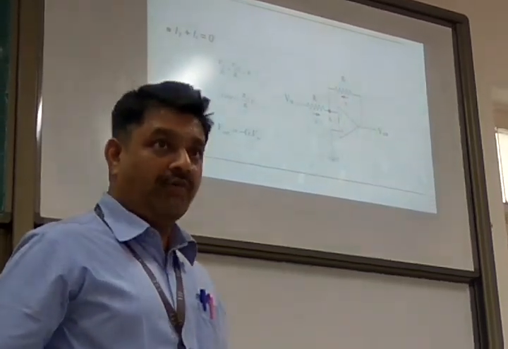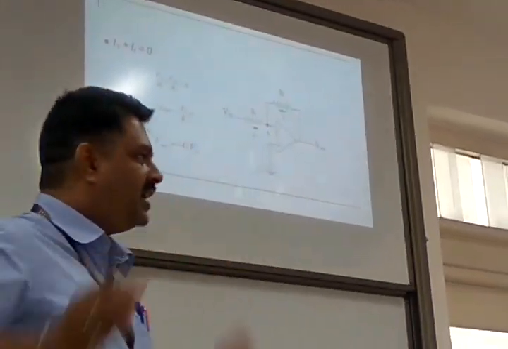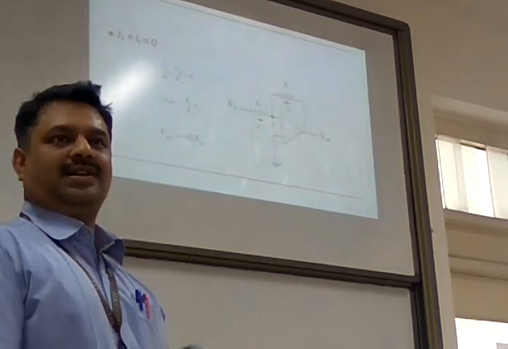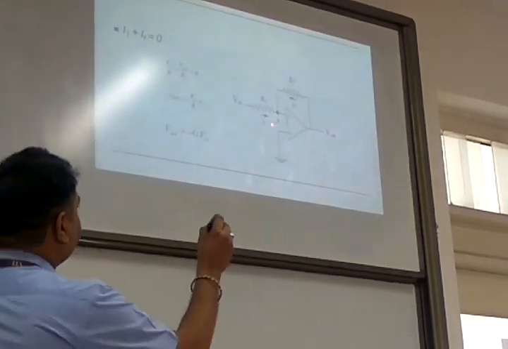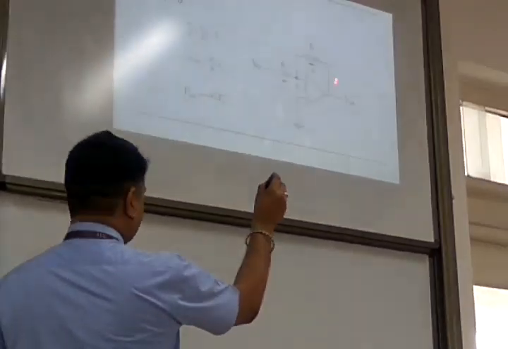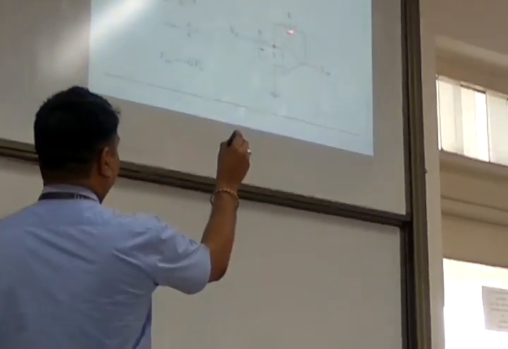No impedance. Very low impedance at the output. That means any amount of current you can draw from the power supply, that current will come from the external power. So this current is possible. So this current is coming. That is IF, the feedback current.